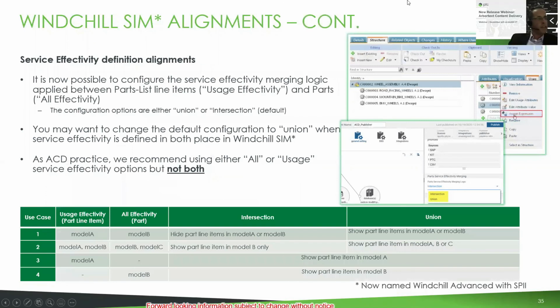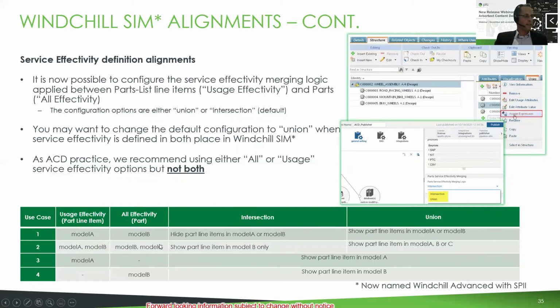The next capability that we introduced for alignment is the ability to control the merging logic between the effectivities that are defined on part list line items as well as parts. That's called usage versus all effectivity. Up until now, there were some limited capabilities introduced in ACD. We only supported an intersection between the two in ACD, whereas in SIM, you have more flexibility. So you could define anything on both the part line item or the usage effectivity as well as the all.